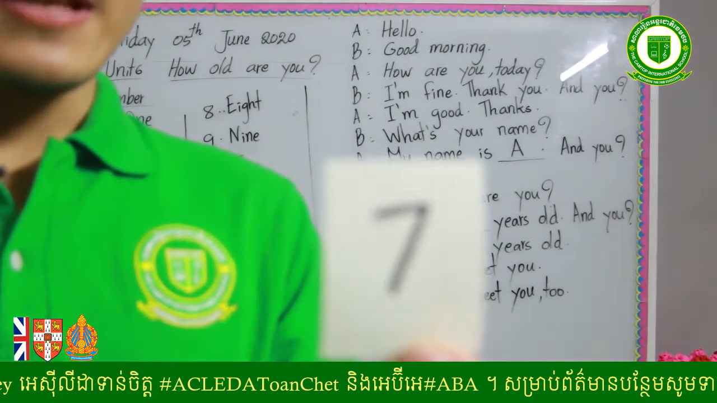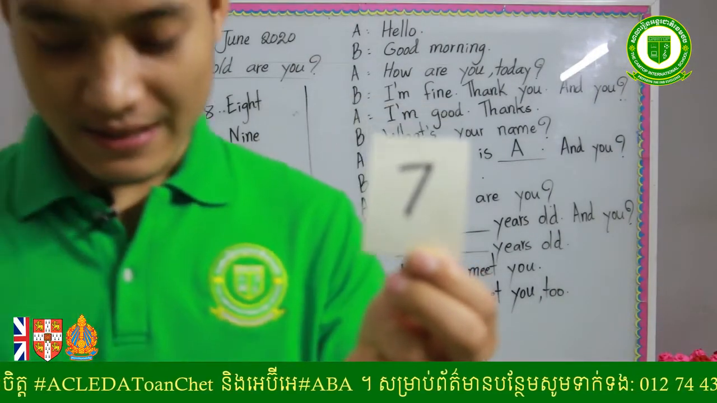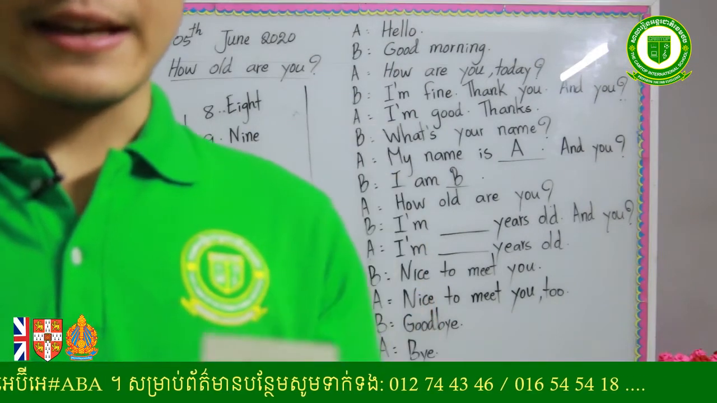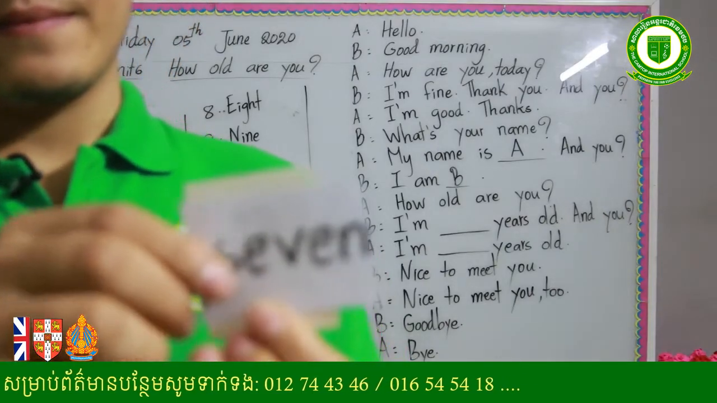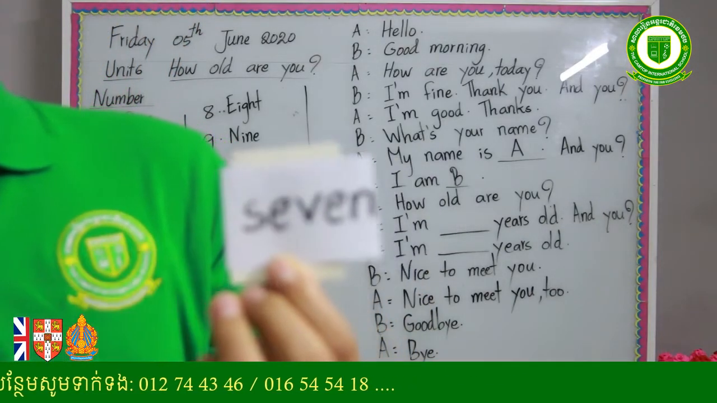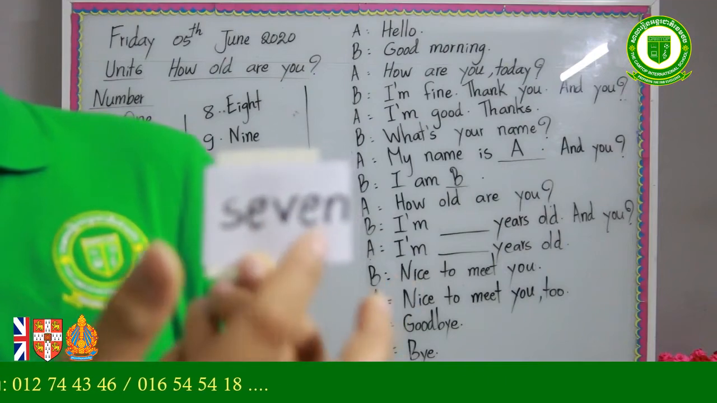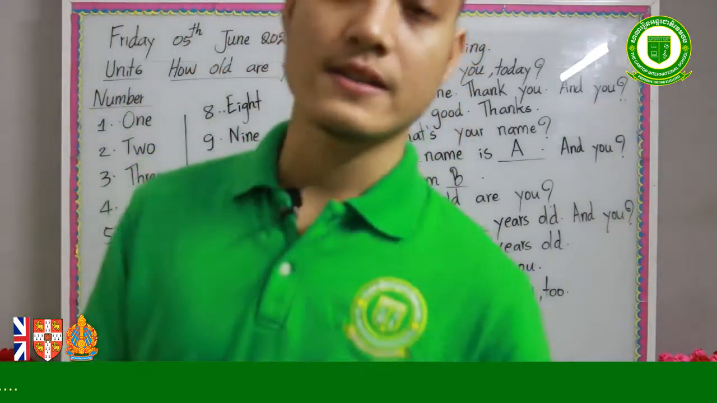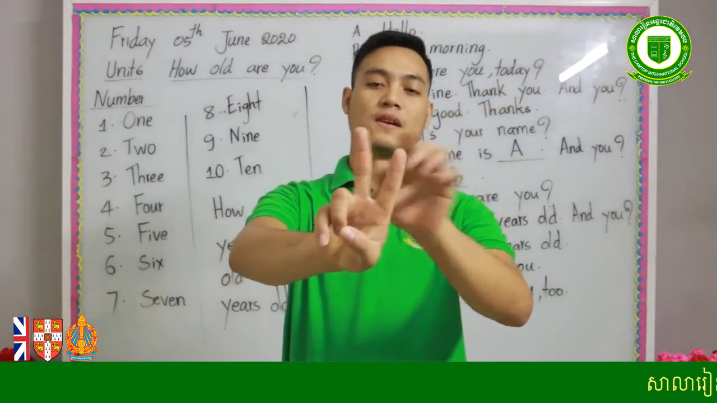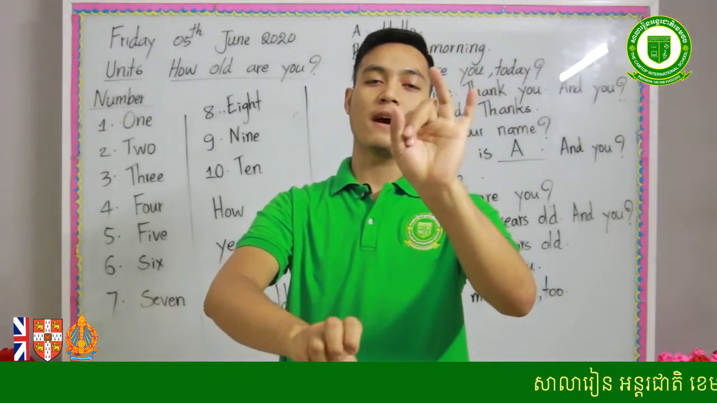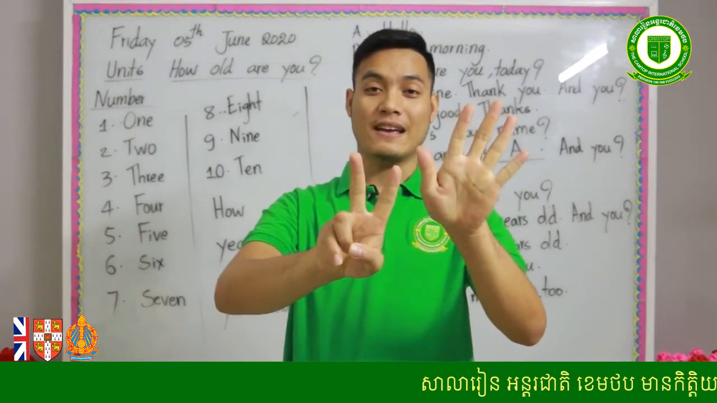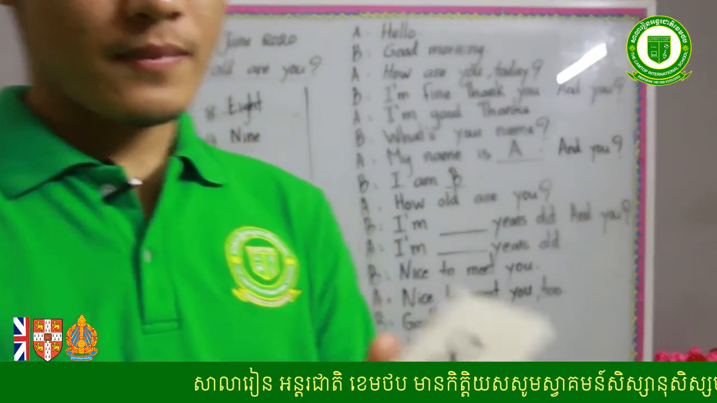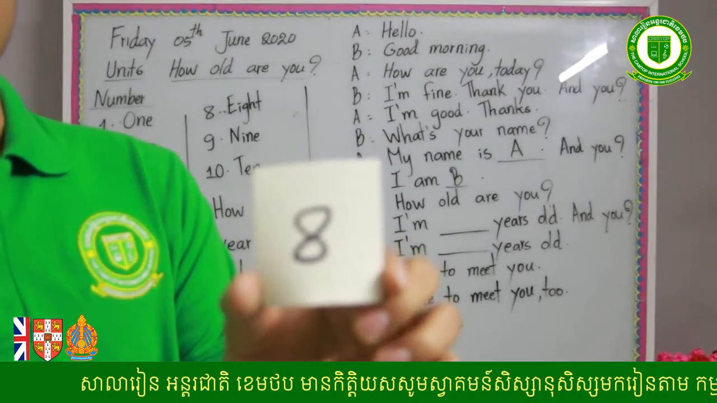The next one is number 7. This is number 7. How do you spell 7? Here is the spelling: S-E-V-E-N. 7. Good. Look at the fingers again here. I have 7 fingers. 1, 2, 3, 4, 5, 6, 7. Good.